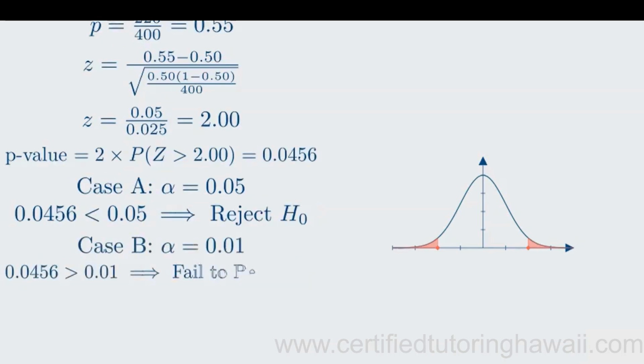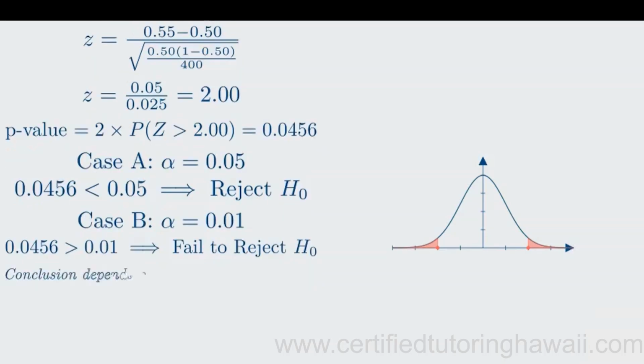However, in case B, if we use a 1% significance level, 0.0456 is greater than 0.01, so we fail to reject. In this case, we would say there is not convincing evidence of a change. This demonstrates that the conclusion of a study isn't just about the data, it's also about the threshold for evidence that you set before you even start.